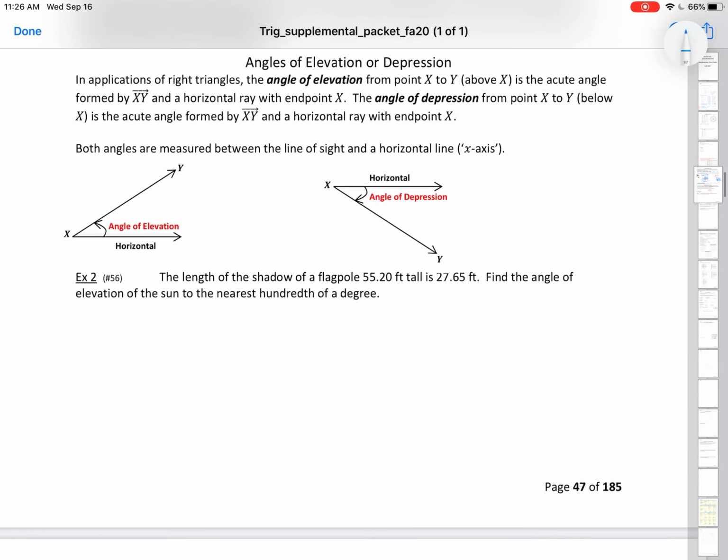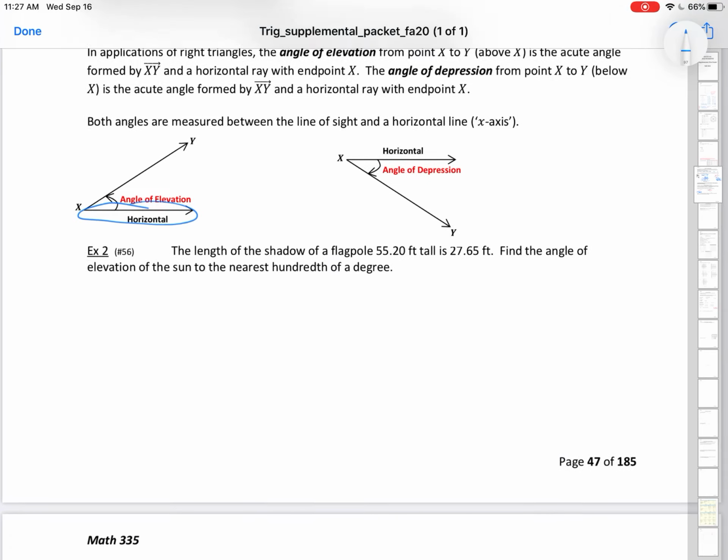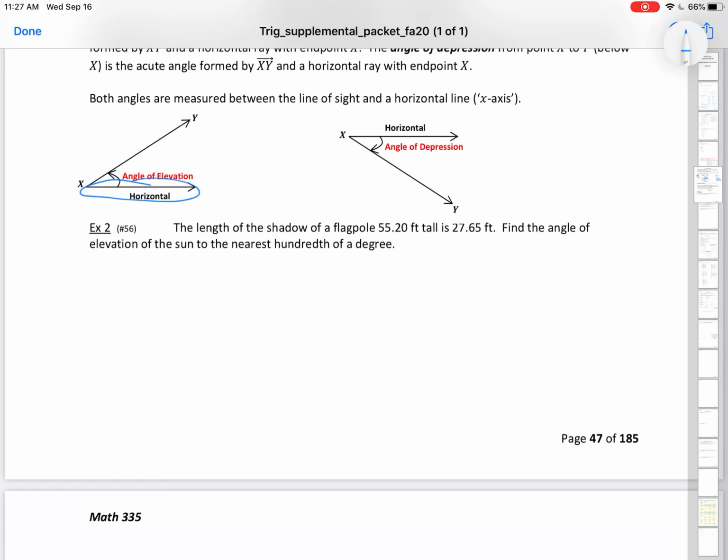So down here, they're teaching us about angles of elevation and angles of depression. So I'll read this with you. In applications of right triangles, the angle of elevation from point x to y is the acute angle formed by xy and the horizontal ray. So the ray has to be horizontal. So here's your horizontal ray, and here's your xy, and we're going up, so it's an angle of elevation. If you're going down, then it's an angle of depression. Okay. So they'll have some word problems in there. This is a very representative one.